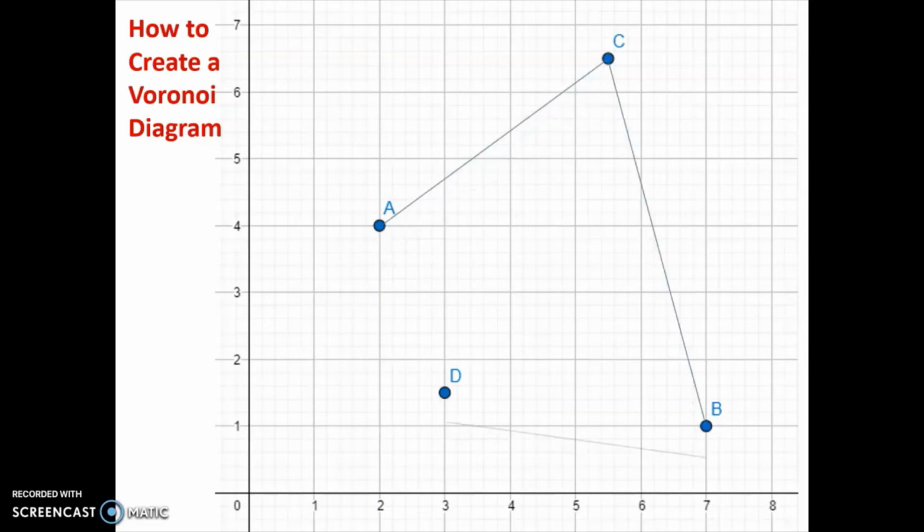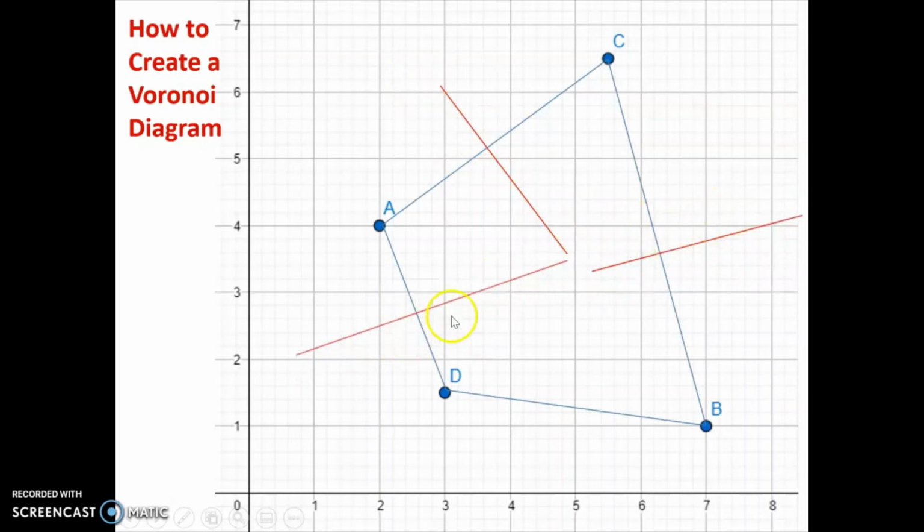So here I'm connecting the 4 seeds. Now I have a quadrilateral. Now you need to find the perpendicular bisector of each of those segments. So kind of using your ruler, do your best. Here's one perhaps. Here's another one. Here's this one. And here's this one.